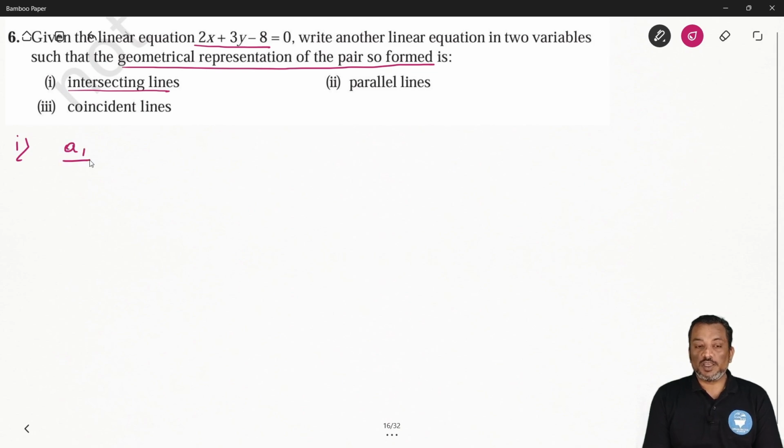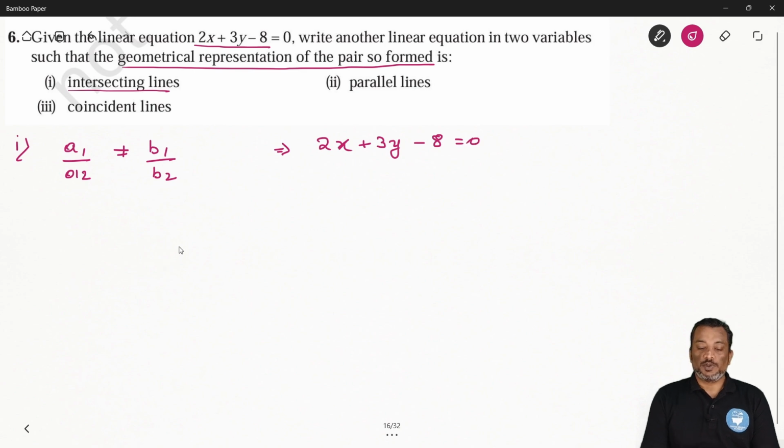In that one, a1 over a2 is not equal to b1 over b2. Okay, so we have to make such an equation where the ratio a1 over a2 will not come equal to b1 over b2. So what is our first equation we have been given? 2x plus 3y minus 8 is equal to 0. So we have to make it in such a way that their ratio will not be equal. So we can write anything, 5x plus 7y minus 9 is equal to 0.